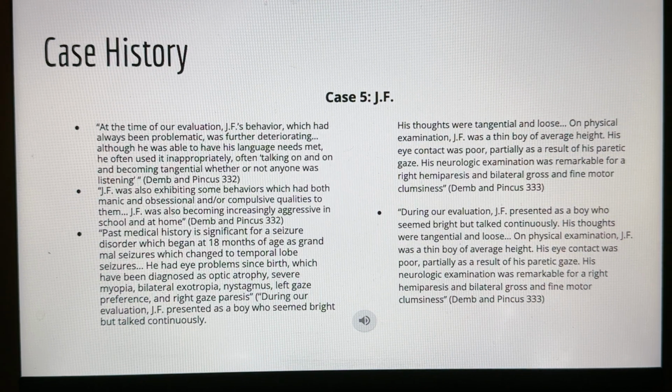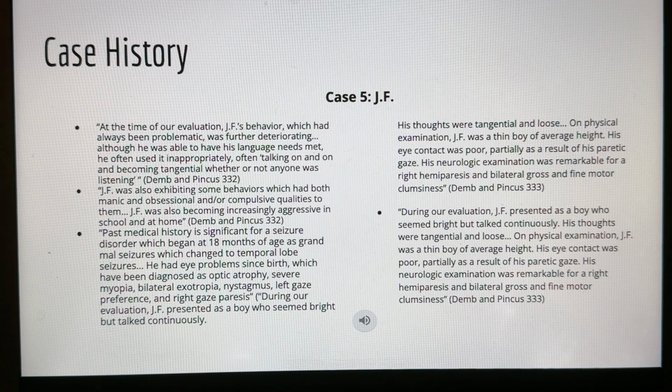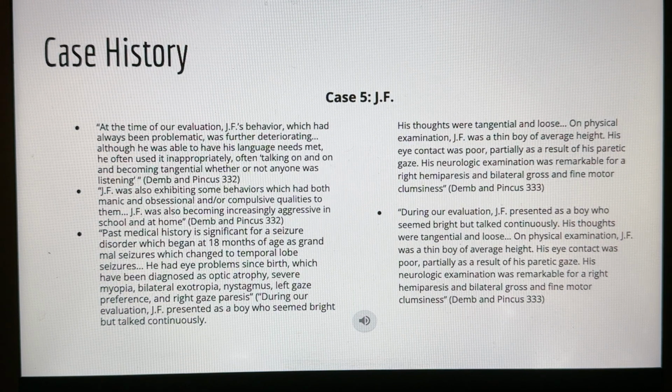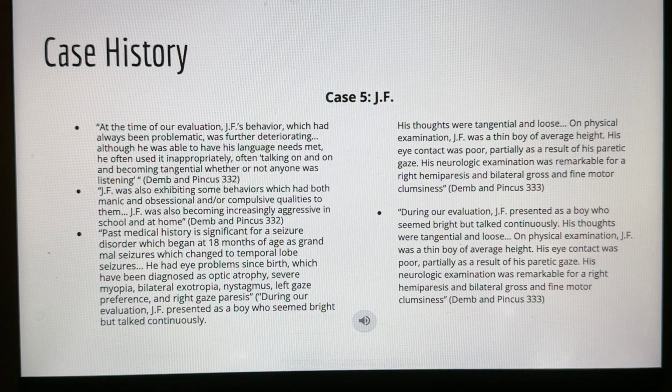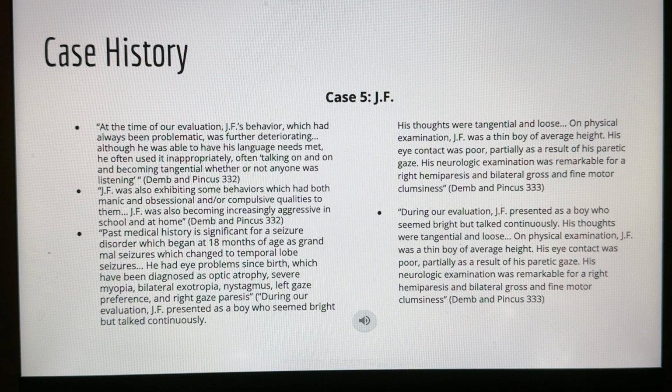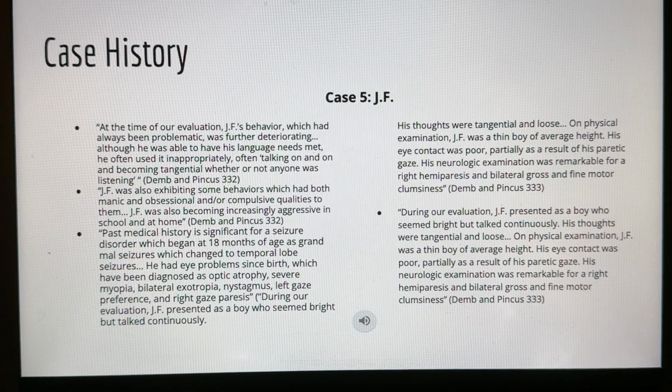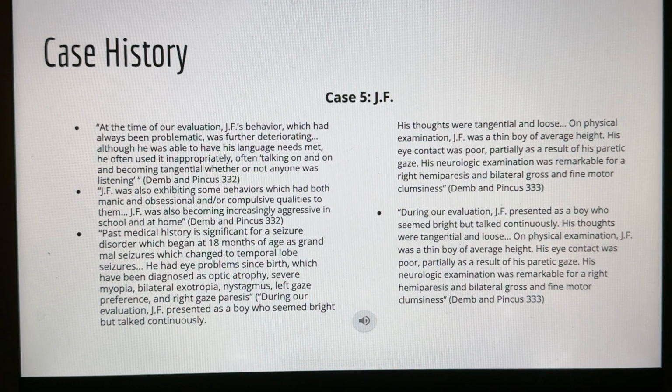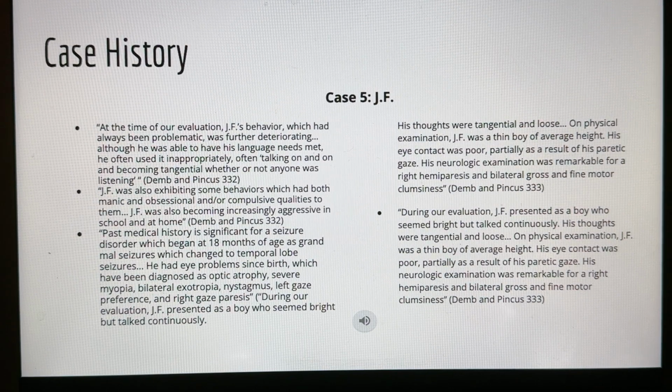During our evaluation, JF presented as a boy who seemed bright but talked continuously. His thoughts were tangential and loose. On physical examination, he was a thin boy of average height. His eye contact was poor, partially as a result of his sporadic gaze, and his neurological examination was remarkable for a right hemiparesis and bilateral gross and fine motor clumsiness.